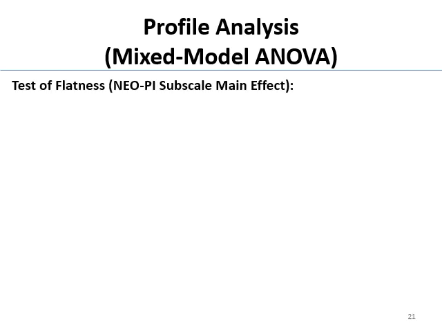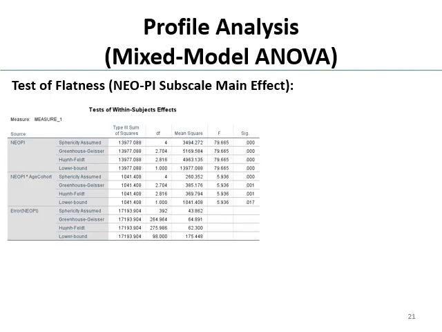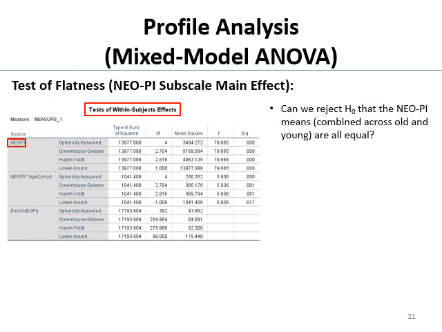So let's go through the effects. The first one we run into is the test of flatness. That is the NEO-PI subscale mean effect. This is the test of within subjects effects table. In there, you've got a set of rows called NEO-PI. Notice the first one is sphericity assumed, then Greenhouse-Geisser, then Huynh-Feldt, then lower bound. Which row are we gonna use to interpret? We're gonna use Greenhouse-Geisser.